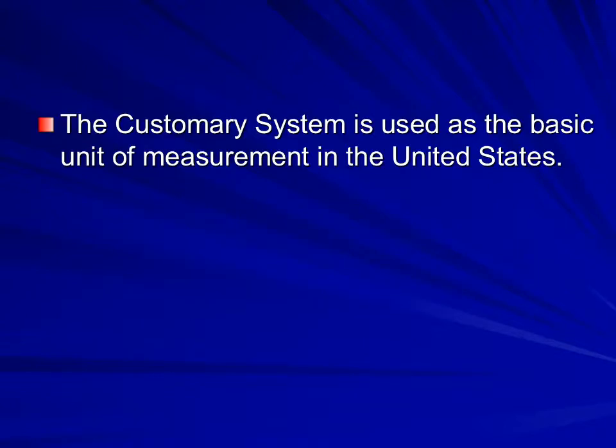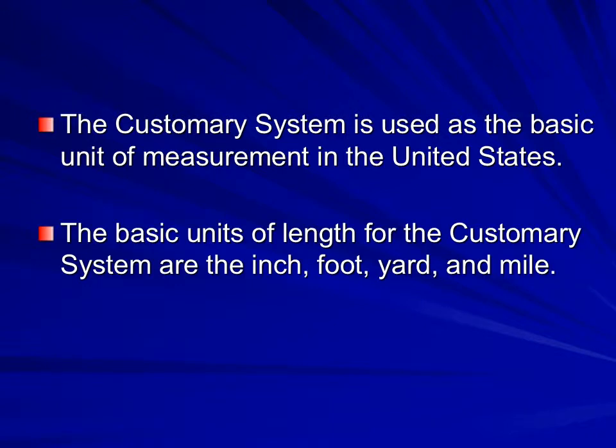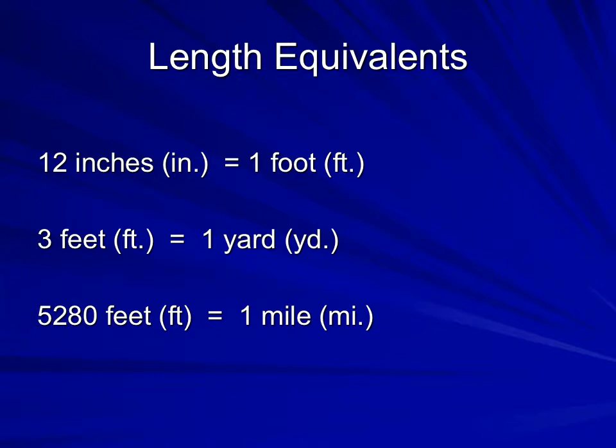Now, the customary system is used as a basic unit of measurement only in the United States. We're talking about inches, feet, miles, and yards. The length equivalents would be like 12 inches equals 1 foot, 3 feet equals 1 yard, 5,280 feet equals 1 mile, and in some instances it's nice to use 1,760 yards equals 1 mile.